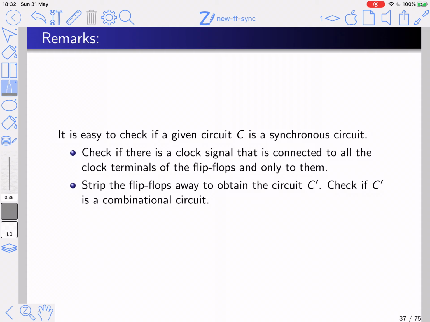How complicated is it to check that a given circuit C is synchronous? You want to check whether it's synchronous? Well, you check the clock signal. You see that it is connected to all the clock terminals of flip-flops and only to them. You strip away the flip-flops, you obtain a circuit C prime, and you check if C prime is a combinational circuit. And that we already know how to do because we built the directed graph. We check whether this directed graph is acyclic by trying to sort the vertices of C prime in topological order.